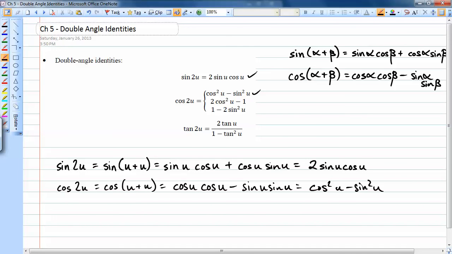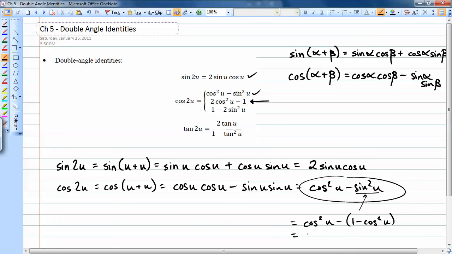I'm not going to bother proving the tangent one. If you wanted to prove, let's say, this one, notice the second term's a 1. Well, in this one, I could get the second term to be 1, or this term to turn into a 1, if I switch out sine squared for 1 minus cosine squared. If I do that, then I'll end up with this, which turns into 2 cosine squared u minus 1.